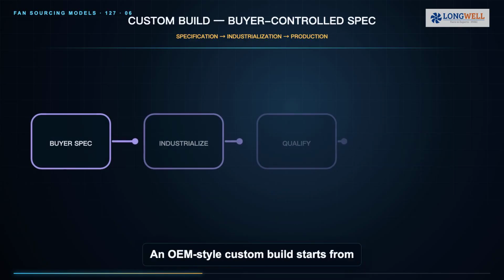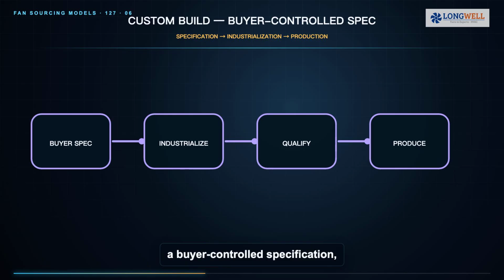An OEM-style custom build starts from a buyer-controlled specification, interface, or design package, while the manufacturer provides industrialization and production capability. Do not assume this phrase means the buyer owns every drawing, fixture, process, or improvement. Separate background intellectual property from project-created intellectual property. Then state ownership, permitted use, exclusivity, maintenance, storage, transfer, and end-of-project treatment for every tool and data set.